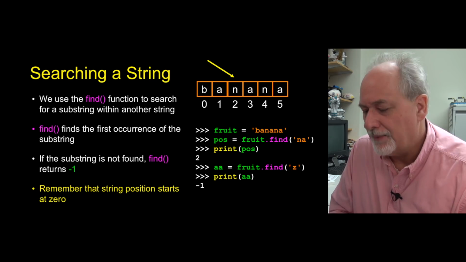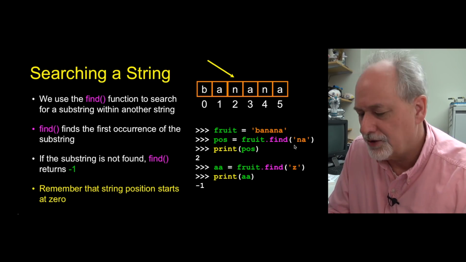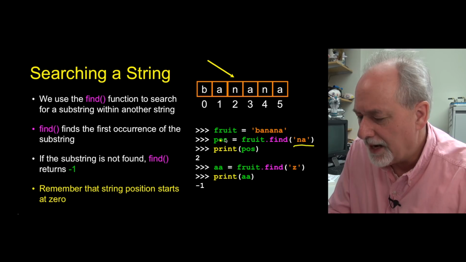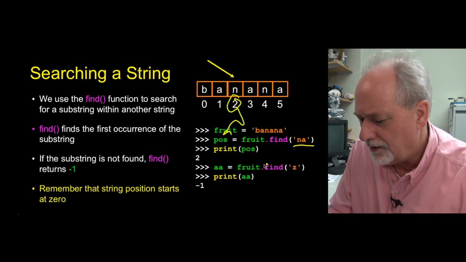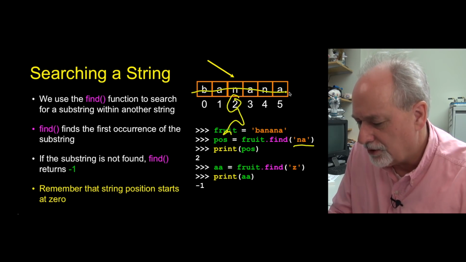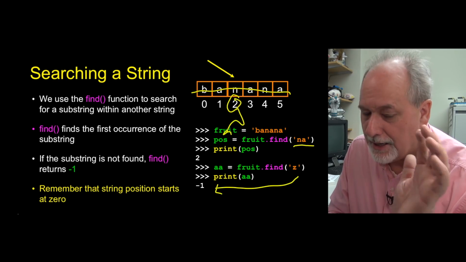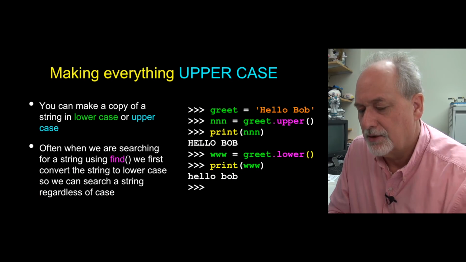So the find operation says find me a substring within a string. Right? Find me the first na and give me back the position. So that gives me back 2. And then I can say, go find a Z in there. Well, there's no Z, and so it returns me -1. So that's what the find does. We're going to use this kind of stuff a lot, and we do a lot of looking in strings.